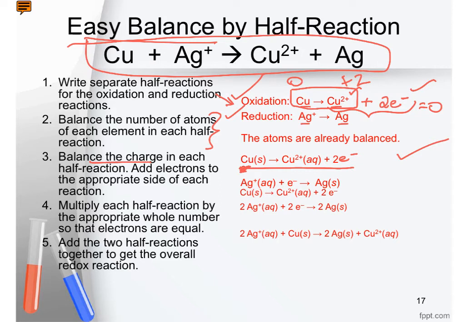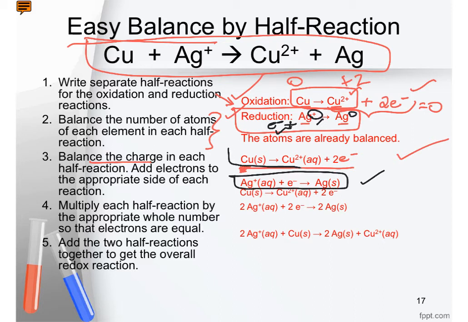Now look at the silver half reaction. Okay, there is a +1 charge on the reactant side and a 0 charge in the product. How do we balance that? We add 1 electron on the reactant side because -1 + 1 is 0. So here is the silver half reaction balanced.